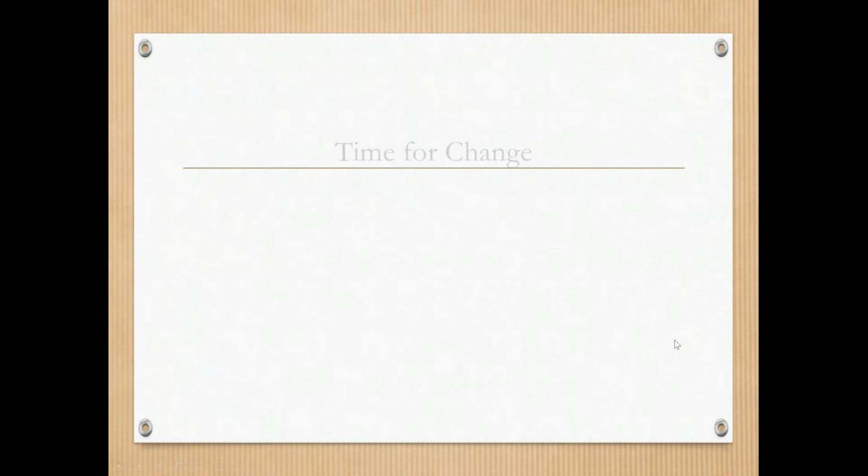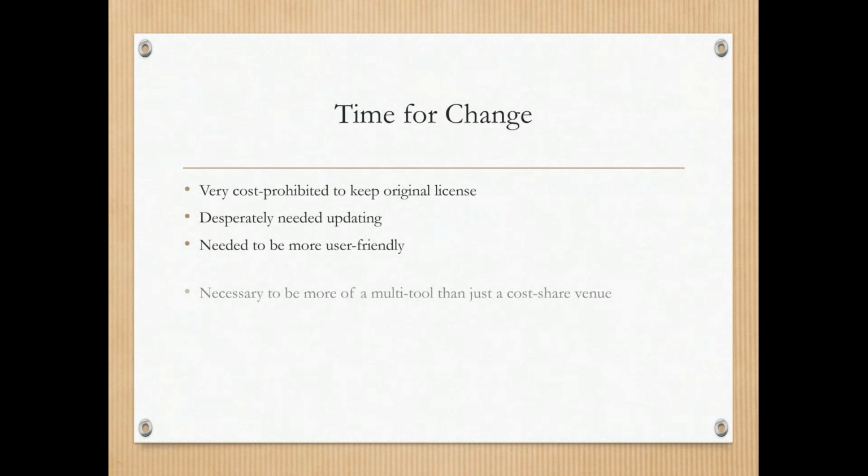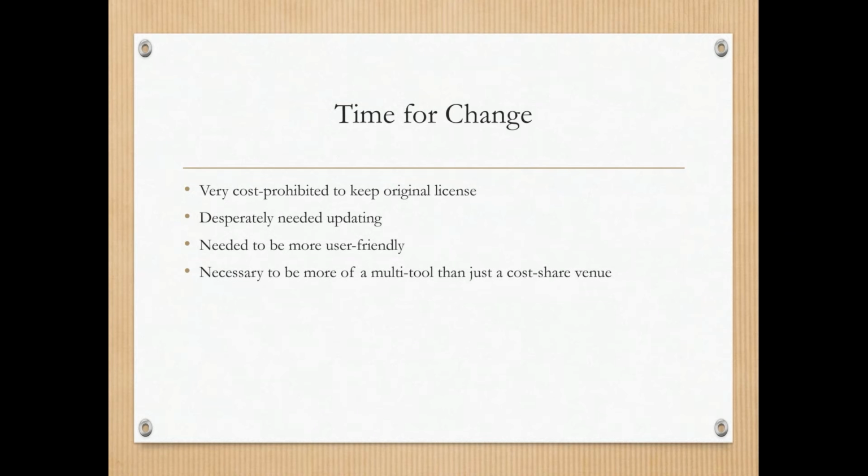Sorry, the slides are advancing slowly here, but we are ready for change in 2019. The reasons are that the previous CSIMS 1.0 was cost prohibitive, and to keep that original license it desperately needed some updating. It needed to be much more user-friendly because it was just like every other database, very difficult in the beginning. We needed to make it more of a multi-tool than just a cost share venue, which we have done. It's been a great change. We also needed some more features which were necessary for processing cost share contracts.